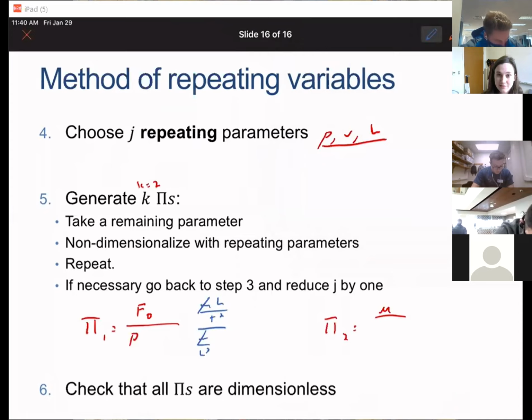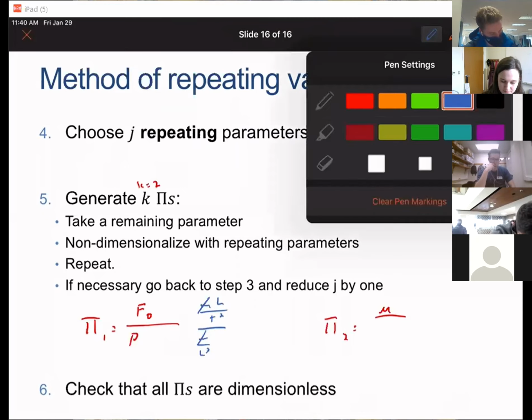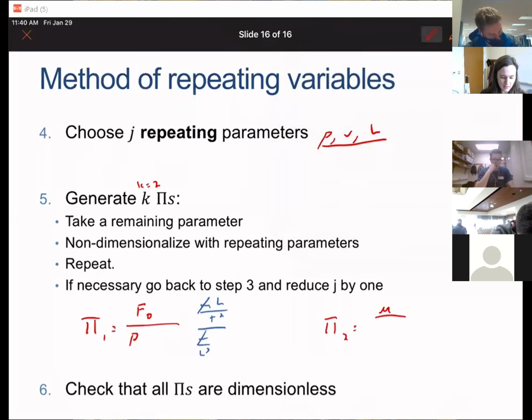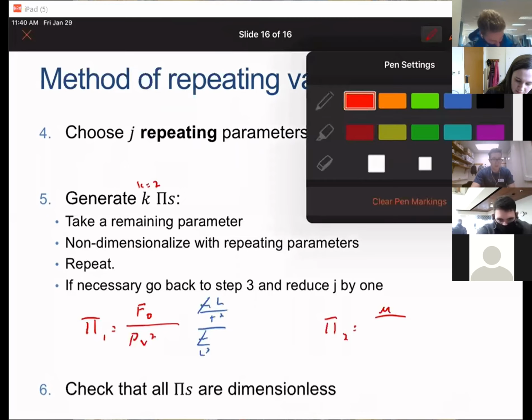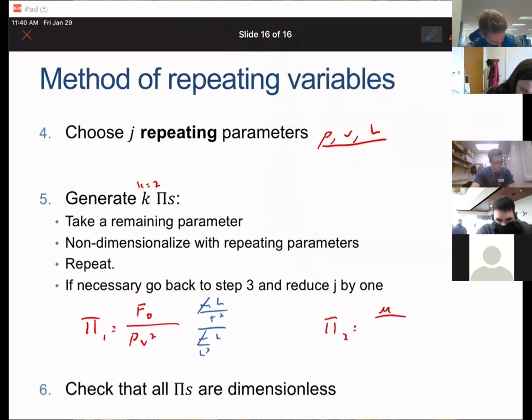What do you think will be the easiest to get rid of next? Time, right? Because time is only in velocity. So if we get rid of time, then only length will be left over. So how do we get rid of time here? Divide it by velocity squared, because when we do that, it'll be length squared over time squared down here, and those will cancel.